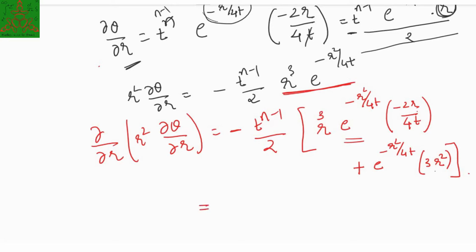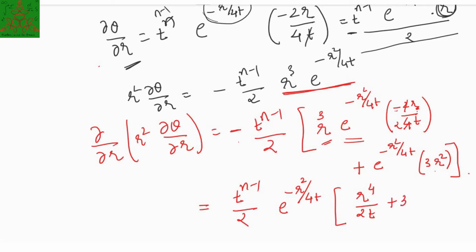So the quantity you will have is t power n minus 1 by 2, and I am taking this minus sign inside. e power minus r square on 4t into r power 4 upon 2t, because this 2 is cancelled out. So it is r power 4, because of this r cube and r, and this minus sign will multiply inside. So this will become minus minus plus, r power 4 upon 2t plus 3r square.